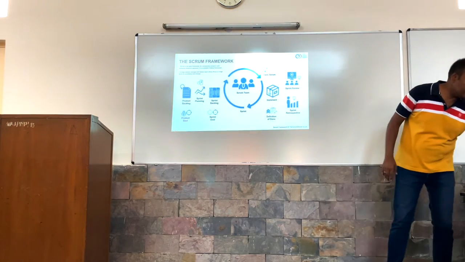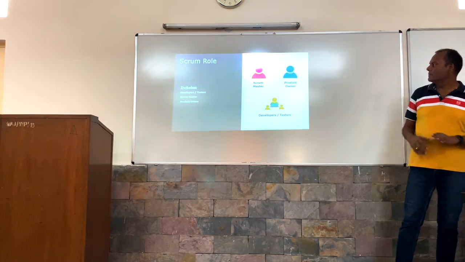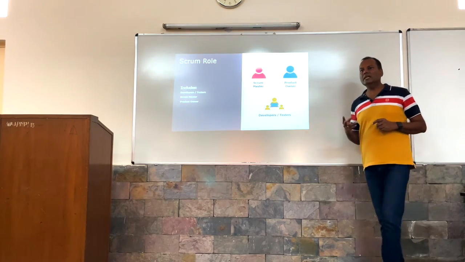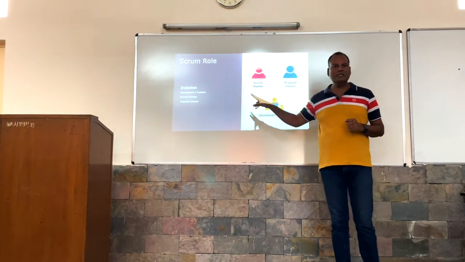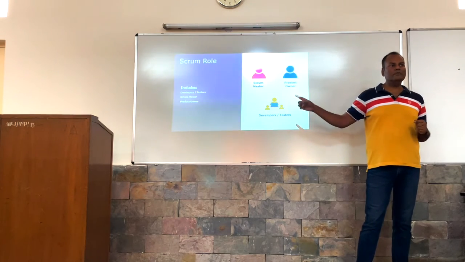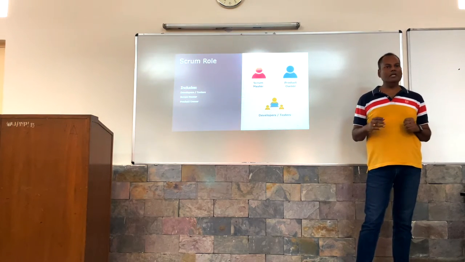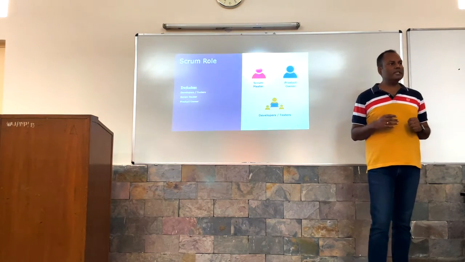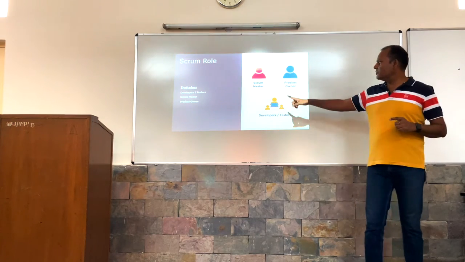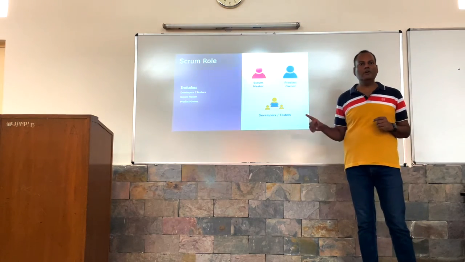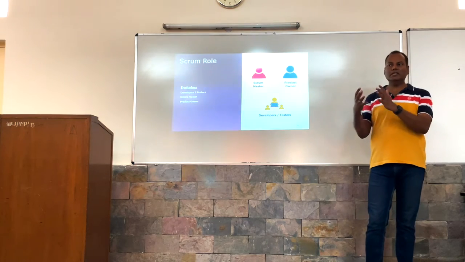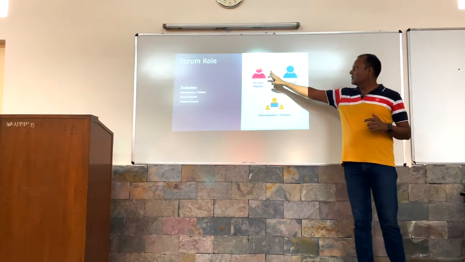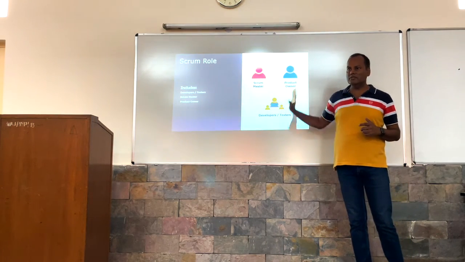Okay. So let's see what roles are available. There are three kinds of roles available in Scrum. One is the Scrum Master. This person is responsible for removing impediments, any bottleneck the team is facing, if the team has any issue. He is also responsible for removing issues if there is any dependency with another team. He will remove all those kinds of issues.